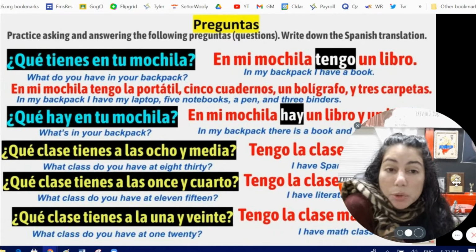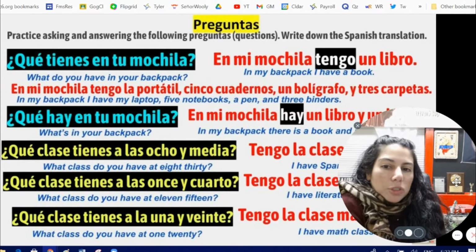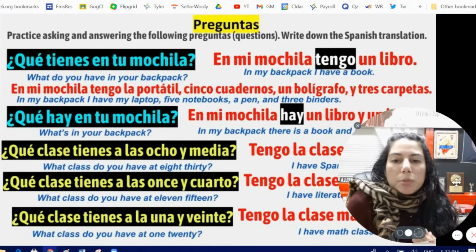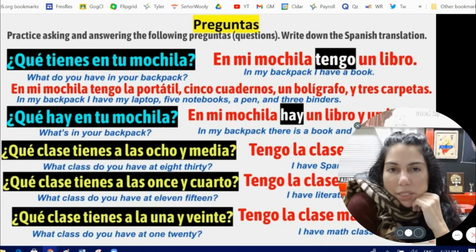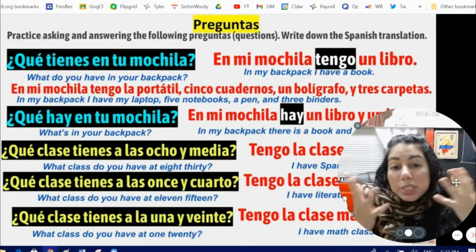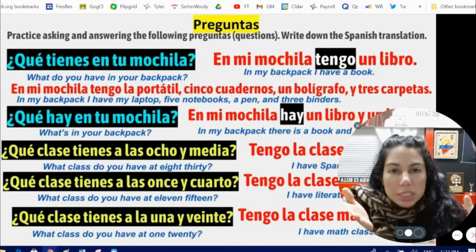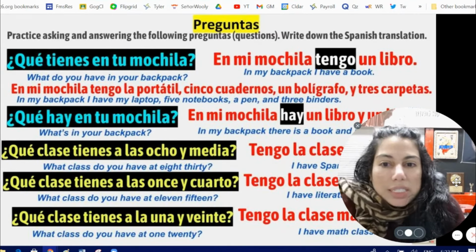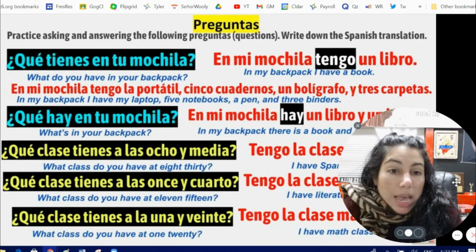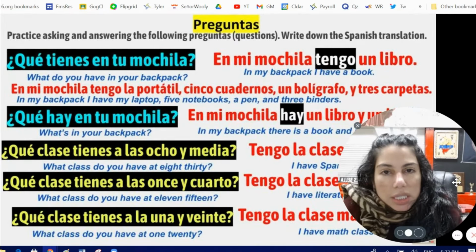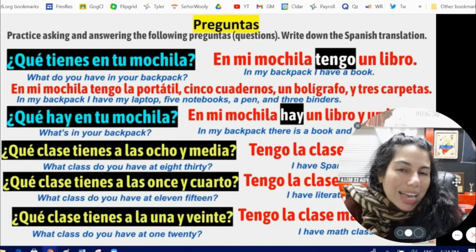What do you have in your mochila? So how do you answer that question? Well, you would say, en mi mochila tengo means I have, tengo un libro. Or you can say, en mi mochila tengo a bunch of stuff, right? So en mi mochila tengo la portátil, 5 cuadernos, un bolígrafo y 3 carpetas, right? So now you're telling me all the stuff you have in your mochila. So you need to go in your mochila and practice what you have. So go through it because I don't know qué tienes en tu mochila. I don't know what's in your mochila. So you have to just practice and know that you would say, en mi mochila tengo, and then you start listing the stuff you have. Another way to ask that question is, ¿qué hay en tu mochila?